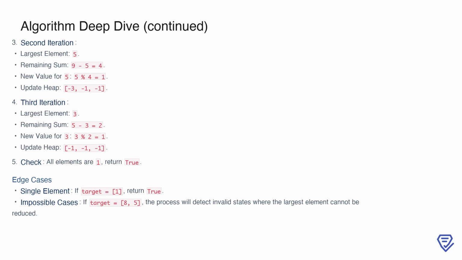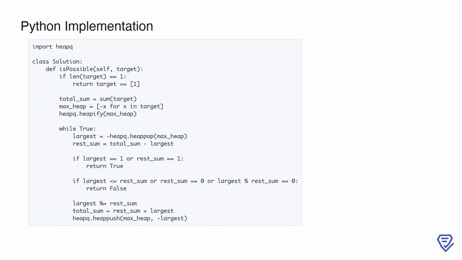This example demonstrates how the algorithm systematically reduces each element while maintaining the constraints. For edge cases, if the target array contains a single element equal to 1, the answer is always true. On the other hand, for cases like target equals 8, 5, the algorithm will detect invalid states where reductions are not possible, ensuring correctness in all scenarios. This implementation solves LeetCode problem number 1354, construct target array with multiple sums.